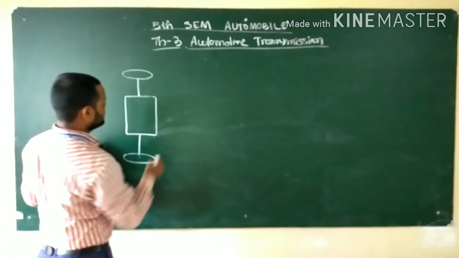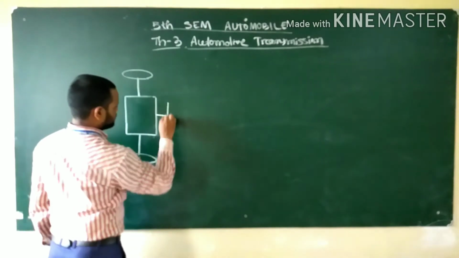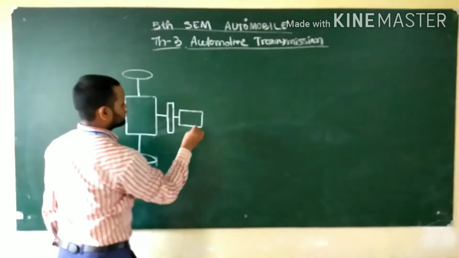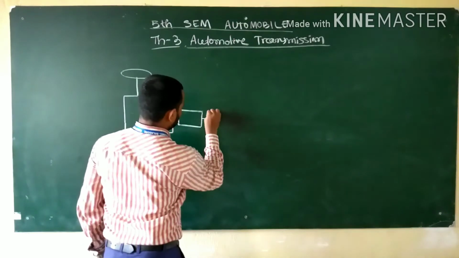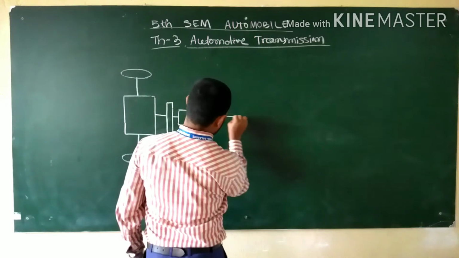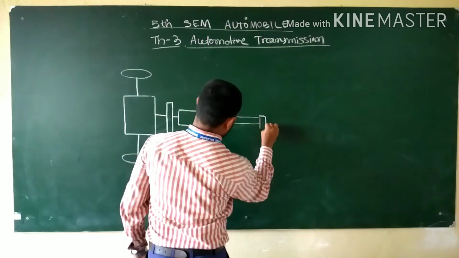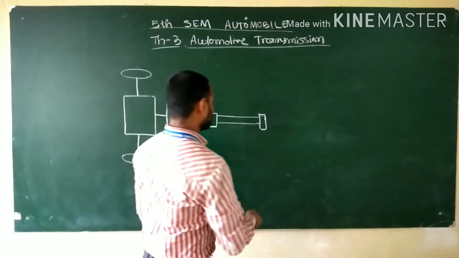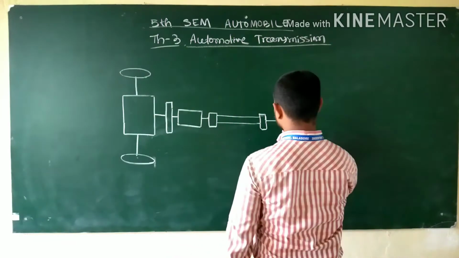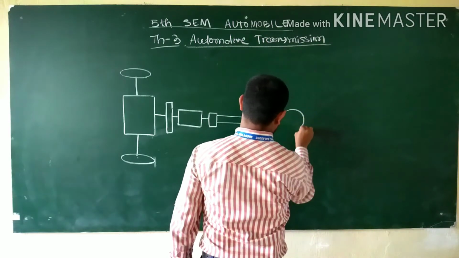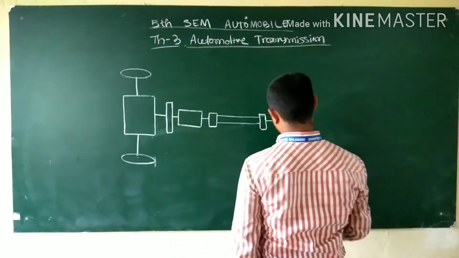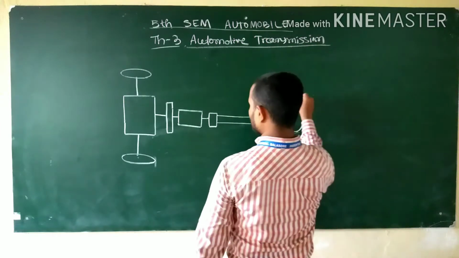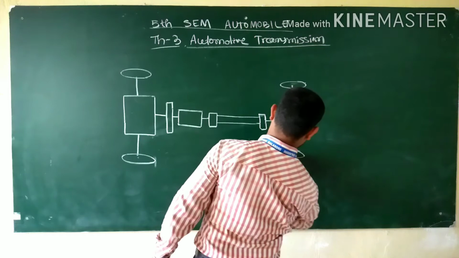These are front wheels. This is the engine. From the engine, the crankshaft. Then is your clutch. After clutch, gearbox. After gearbox, this is universal joint. This is another universal joint. In between two universal joints, there will be one propeller shaft. After that, this is your differential. Next, this is your rear axle. This is your rear wheel.